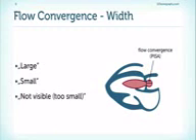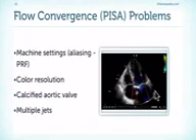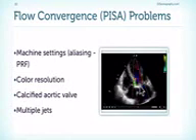Another way of looking at the jet is by looking at the flow convergence zone. The flow convergence zone is large if the patient has severe aortic regurgitation, and it's small or not visible if regurgitation is mild. It is very difficult to really measure the flow convergence zone, but nevertheless you can look at it on a semi-quantitative basis. And there are other limitations. For example, in this situation where we have a calcified aortic valve, where we do not see the PISA, and we also have multiple jets.